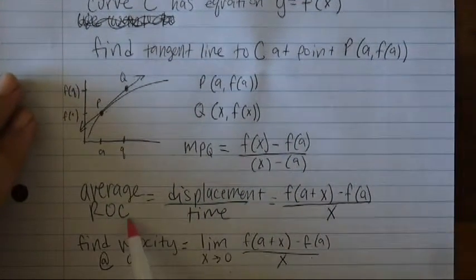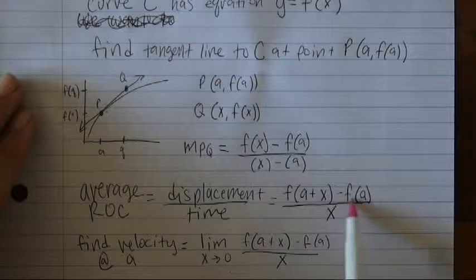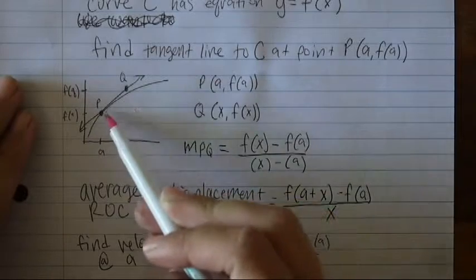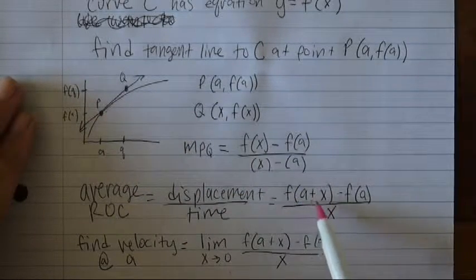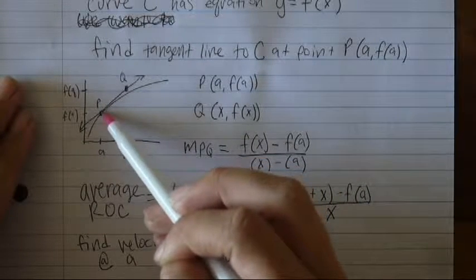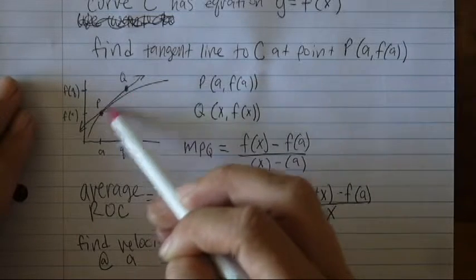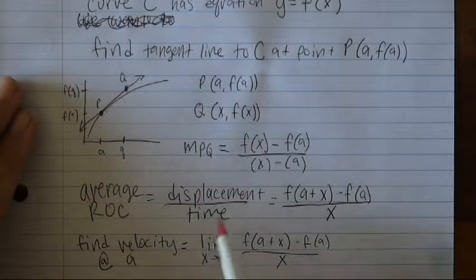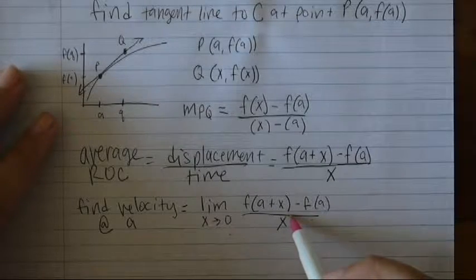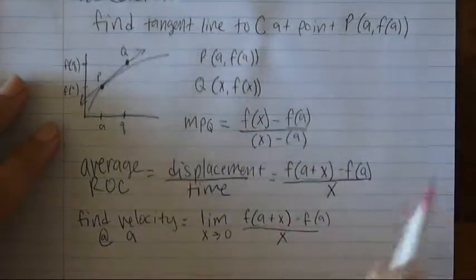As we find the average rate of change, we do the displacement over time, so we would get this equation. But as we want to find the instant rate of change at this point P, we make this displacement smaller and smaller and smaller. As the distance between these two points is getting closer to 0, we're now finding the limit as x approaches 0 of this equation. So this was then how we found velocity at a certain point.